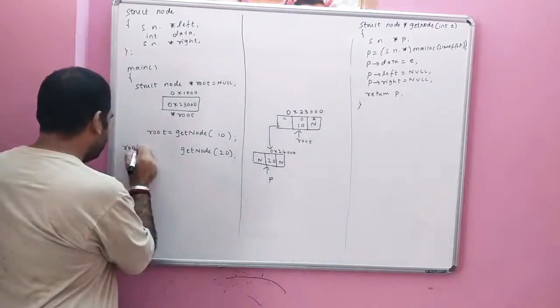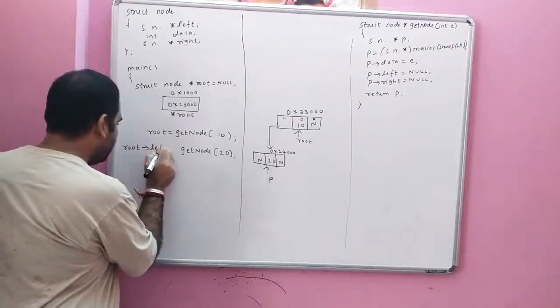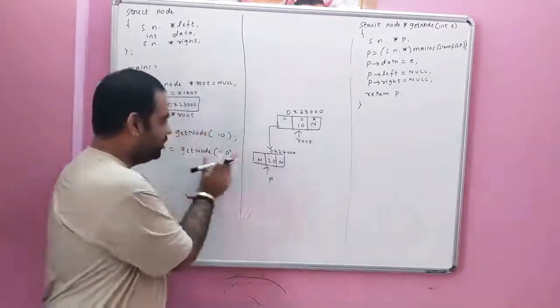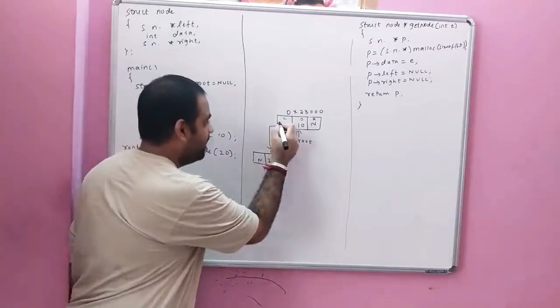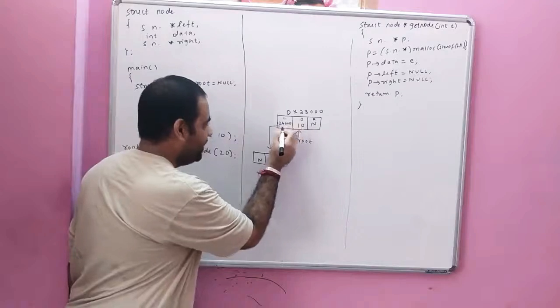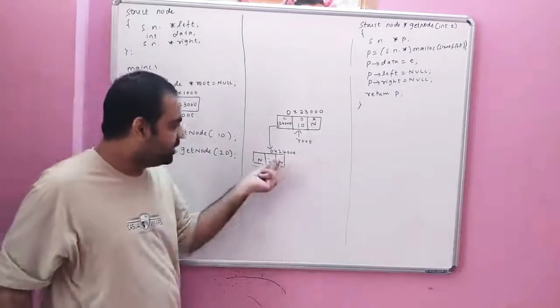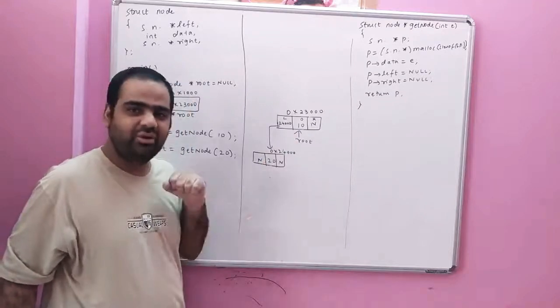Therefore, what do I write over here? Root arrow left is equal to. Now, what is it equal to? Get node. What does it return? 24,000. And what will be stored over here? 24,000. And this link is established. And you see that 20 has become left child of 10.